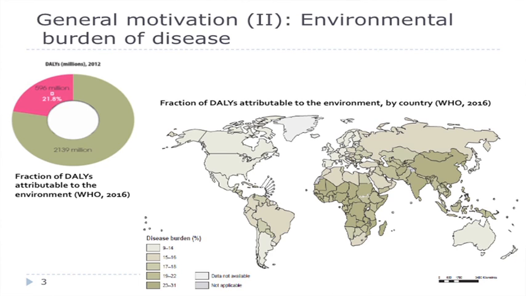Now, this picture shows the global distribution of this environmental fraction of disease. And as we can see in this picture, most of these diseases are concentrated in sub-Saharan Africa and South and East Asia.